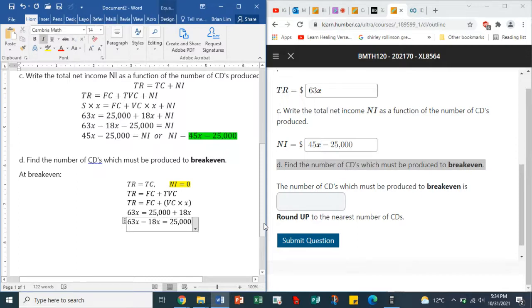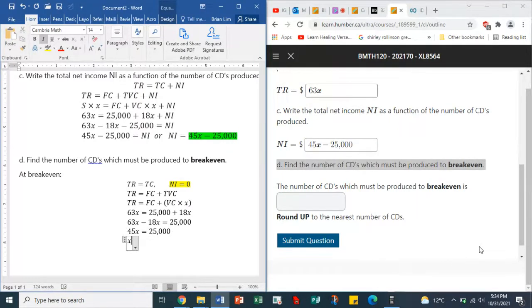Let's keep going. And then what do we get? Well, I think that would give us 45x is equal to 25,000. I think that is correct. Yes, we're solving this one right up here. Okay, so that being said, what else is next?